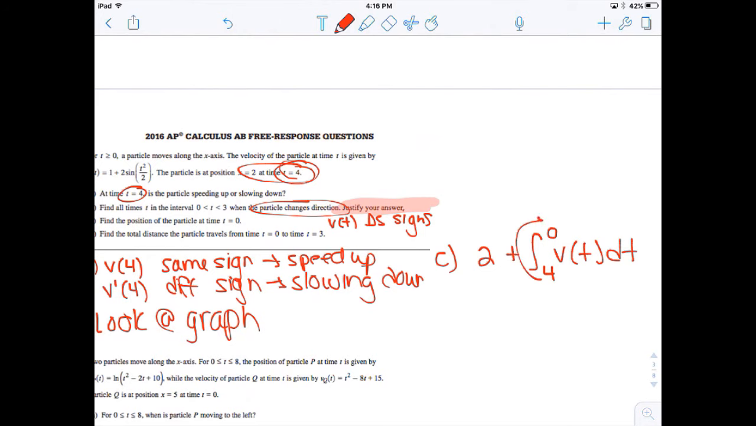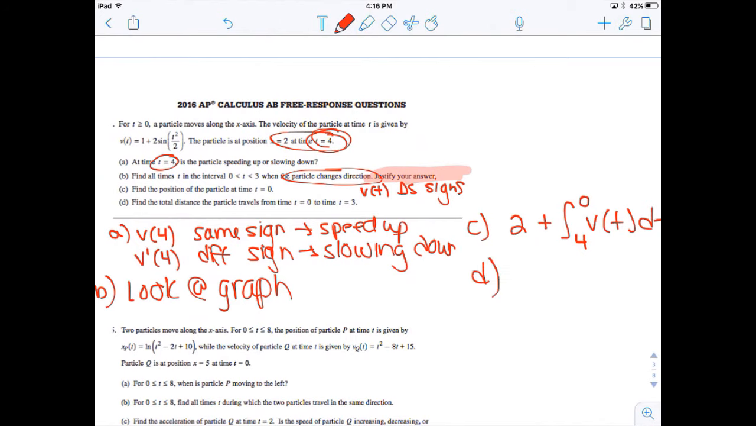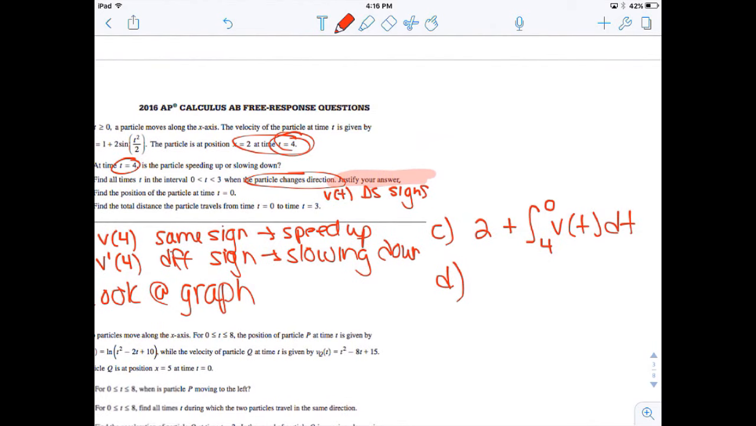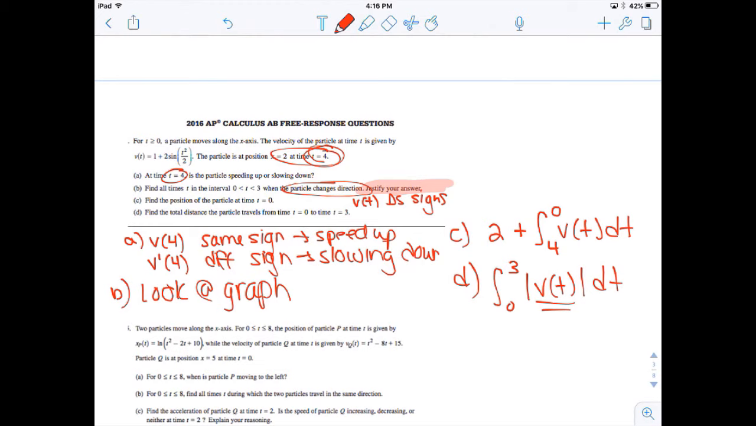And then D, find the total distance. So total distance means we're not just looking for the displacement. I don't just want the net change. So this would be the integral from 0 to 3 of not just v of t, because that would be the displacement, but the absolute value of v of t dt. Because absolute value is going to get rid of whether it's positive or negative and just look at the actual movement you had. And so for that, again, you can just put that in your calculator, go to math and then absolute value and go from there. So again, send questions as you have them.